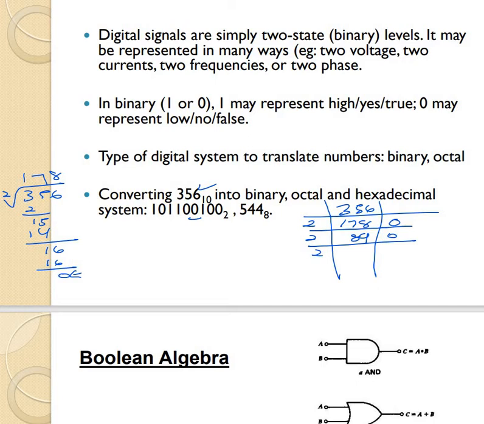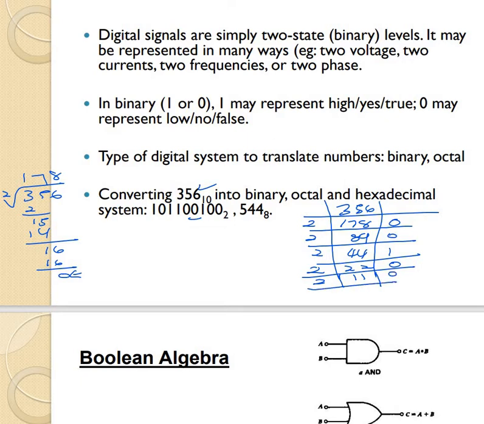We need to divide until we get the smallest number, which is 1. So we will get 44 with remainder 1. So we divide again this 44 by 2, we will have 22, 0 remainder. And we divide again by 2, we get 11. So for this 11, we also don't have any remainder.